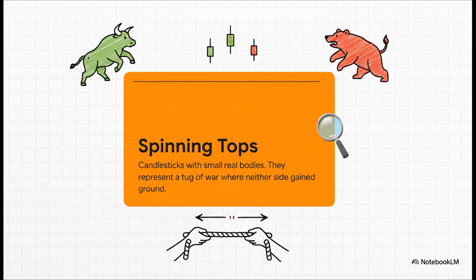But what happens when the body is really small? Well, then you get something called a spinning top. And this shape tells a story of conflict, of serious indecision. The long shadows on top and bottom show you that both the bulls and the bears made some big moves during the day. But by the end of it all, neither side could hold their ground, and the price just snapped right back to where it started. It's a visual stalemate, a real moment of uncertainty.